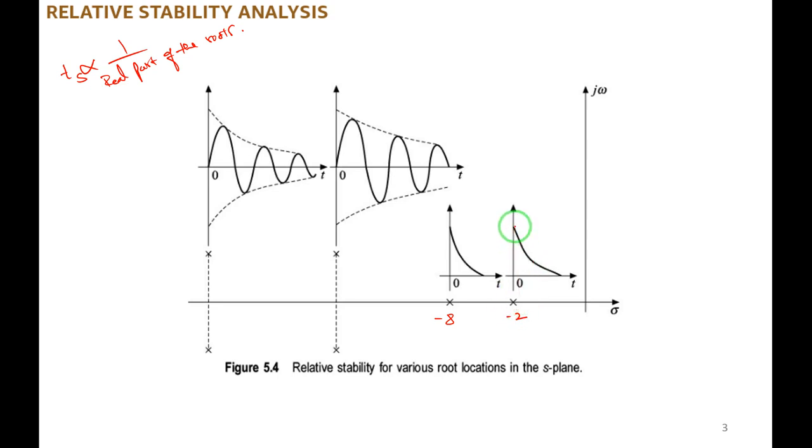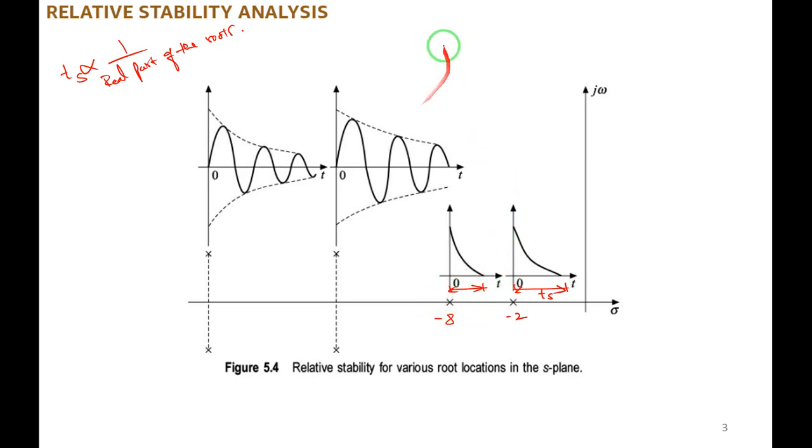You can observe here that at -2 the pole is located, and let me assume this is the response of the system. When another pole is located at -8, this is the response. You can observe the settling time. It is less here as compared to the settling time here. So the settling time Ts is more here, but as the real part of the root shifts far away from the imaginary axis, the settling time goes on decreasing, meaning the system will try to achieve the final value or steady state value at the earliest.